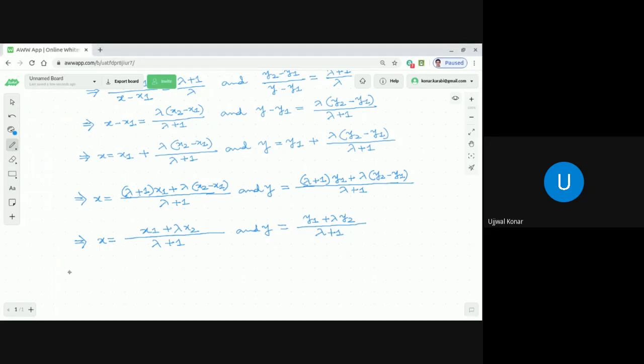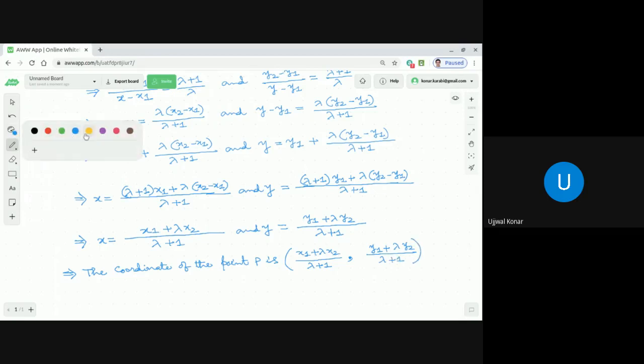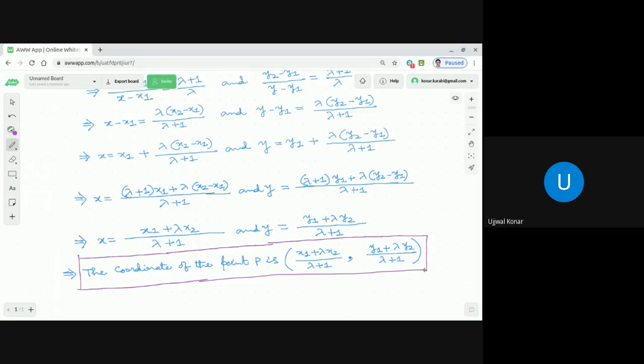So from here we can see the coordinate of the point P is (x1 plus lambda x2) divided by (lambda plus 1), and (y1 plus lambda y2) divided by (lambda plus 1). And this is a very important observation, and that was our objective, to find the coordinate of the point P. Now we are going to learn the technique to remember this, how we can apply this formula.